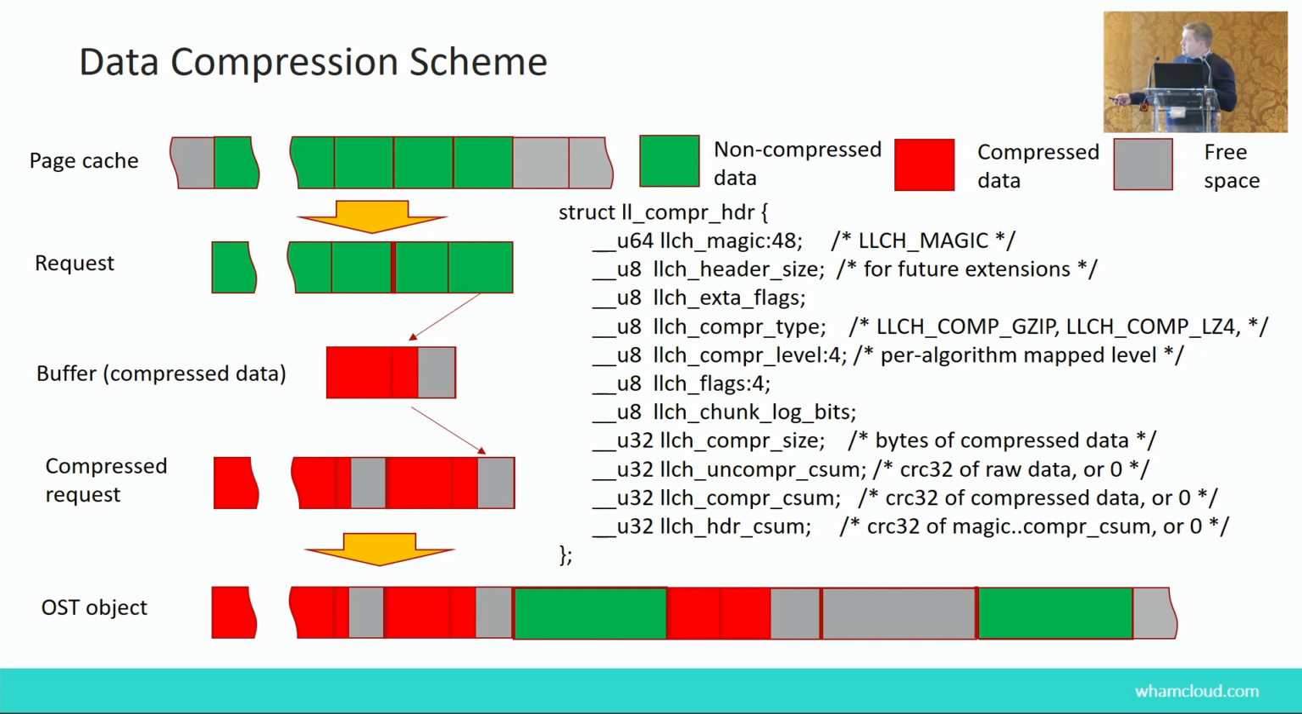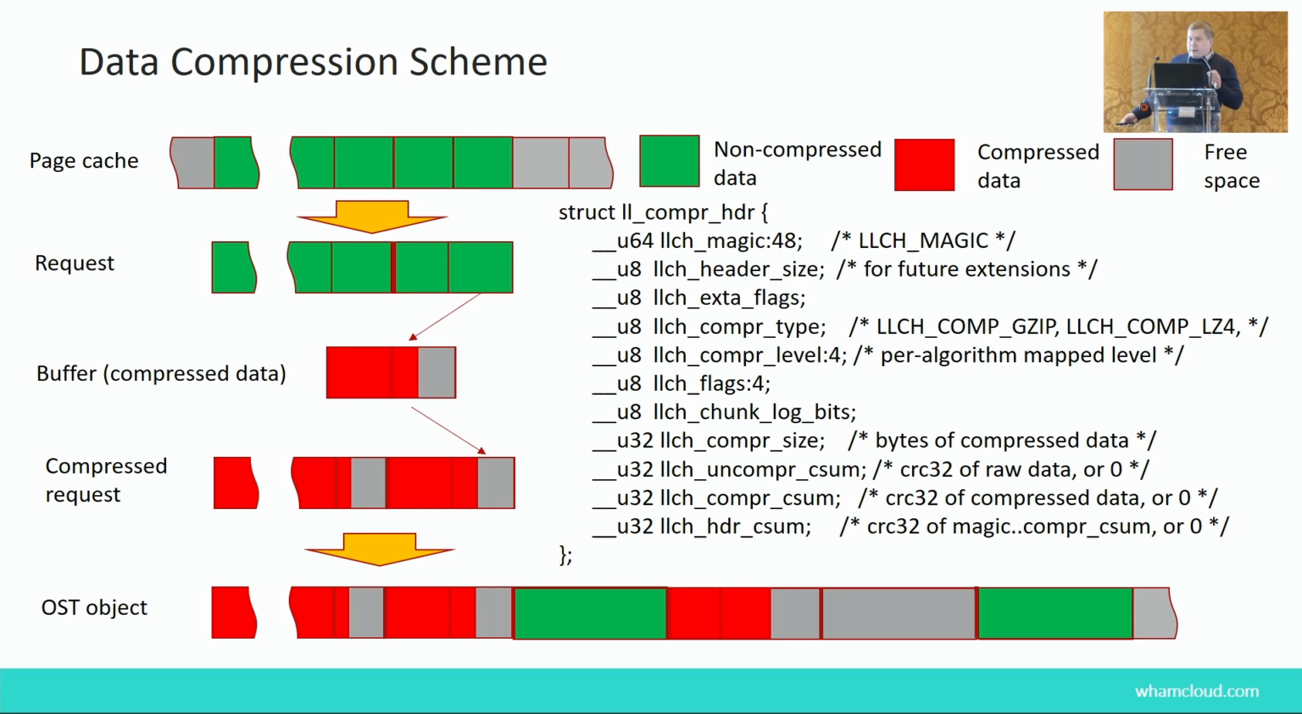This request is compressed to a buffer and then placed into another request, and all required fields are filled. So this is also a valid request, but compressed. We see that these red blocks are compressed data. These gray blocks are free space because compressed data is smaller than uncompressed. And then this compressed data is sent to the server. There it is laid into the OST object as is. Actually not as is, I will show in the next slides.